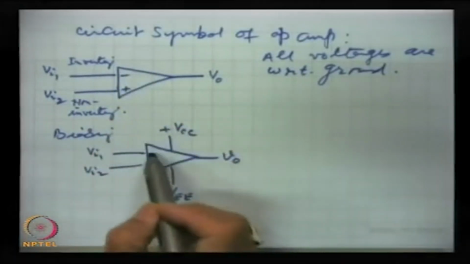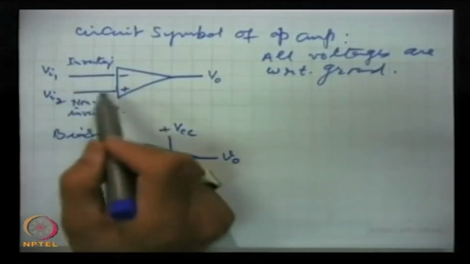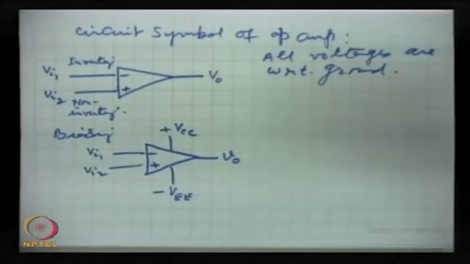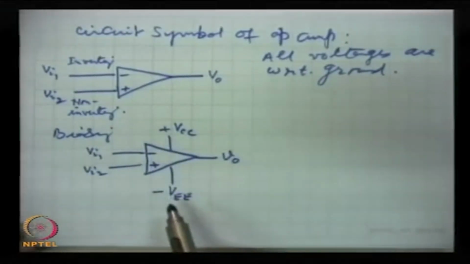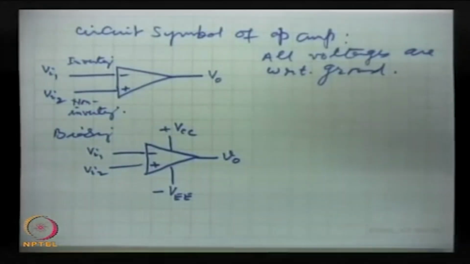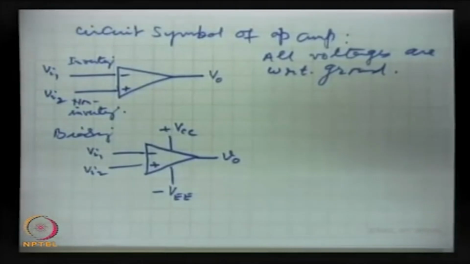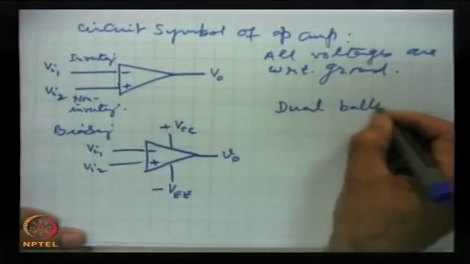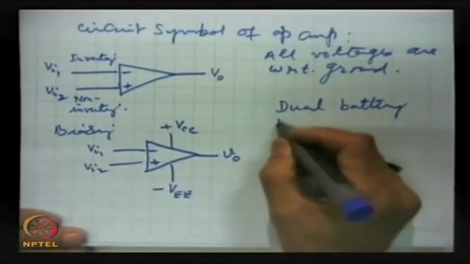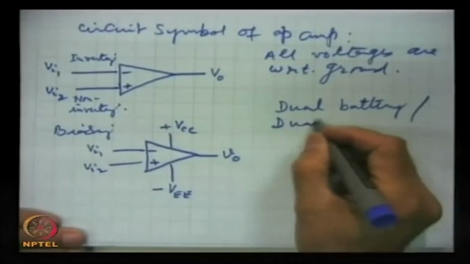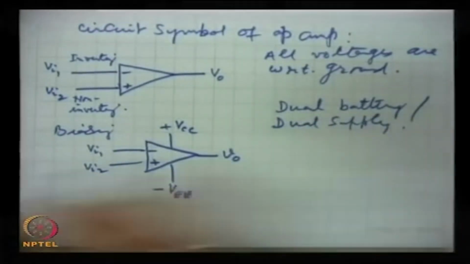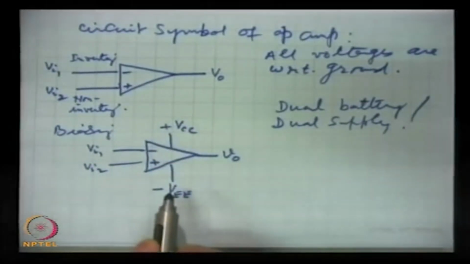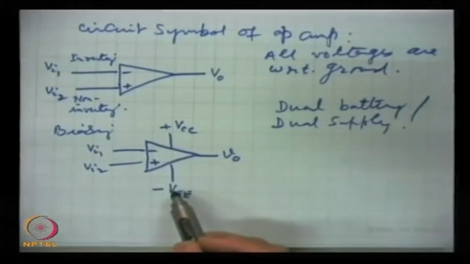The negative sign indicates inverting input, and the plus sign indicates non-inverting. So, these are the biasing. We have done this biasing, that if we have a dual battery or dual supply, as it is usually called, for this we will need a dual supply. This VCC and VEE are two voltages, one positive with respect to ground, the other negative.